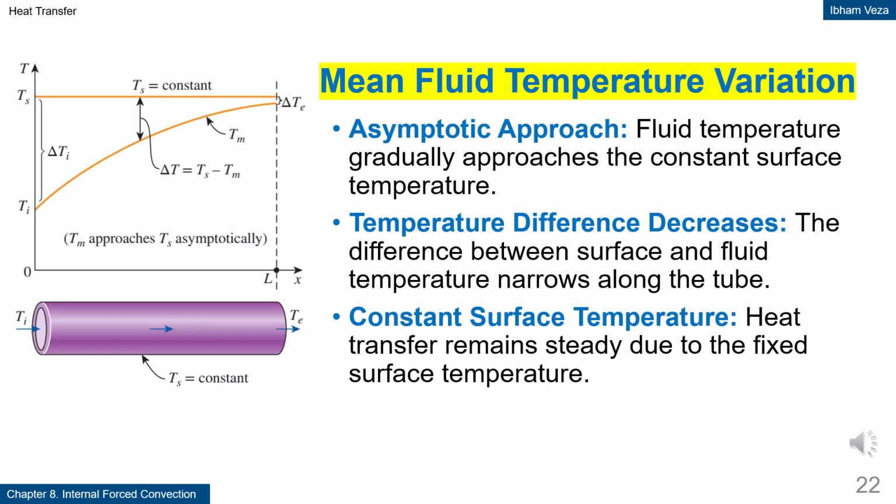Mean fluid temperature variation. For constant wall temperature conditions, the mean fluid temperature approaches the wall temperature asymptotically. The difference between the wall temperature and the fluid temperature becomes smaller along the pipe. The heat transfer rate decreases because the driving temperature difference becomes smaller. However, the heat transfer process continues along the entire pipe. This behavior is characteristic of the constant wall temperature boundary condition.